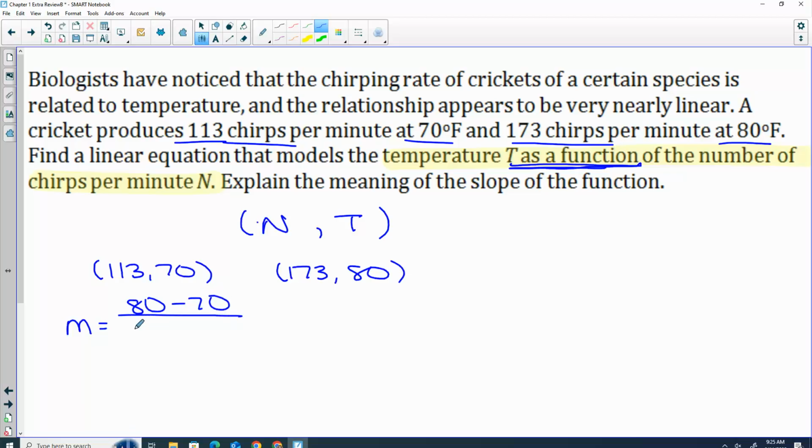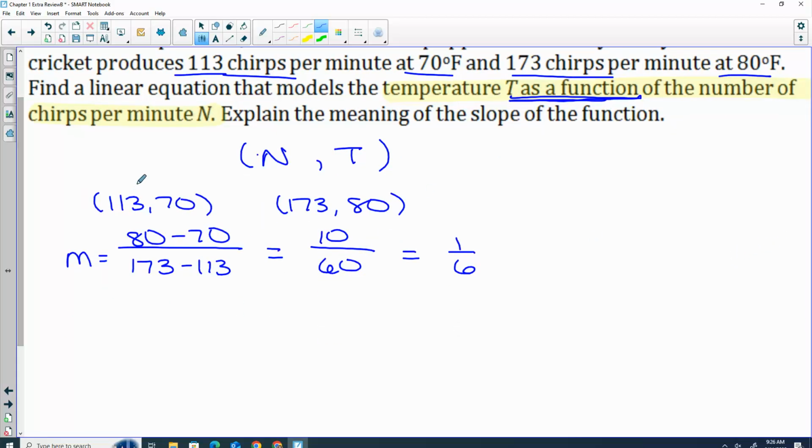Slope is y2 minus y1 over x2 minus x1. So I get 10 over 60, which reduces to 1 over 6. Now we need the y-intercept. So pick one of your points, plug into y equals mx plus b. So my y is 70, slope is 1/6, x is 113, plus b.